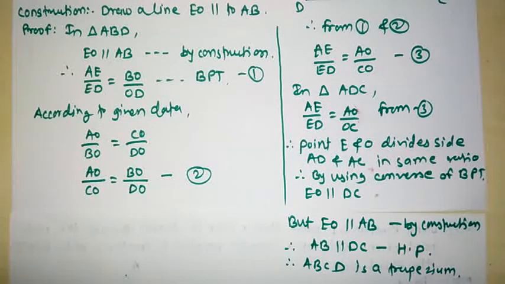And homework is question number 8. Question number 8 we have to solve as homework, and question number 8 is similar to question number 7. Along with this, you have to practice theorem 6.1 and theorem 6.2, that is BPT theorem and converse of BPT theorem. This is the homework: question number 8 from exercise 6.2, and you have to practice theorems 6.1 and 6.2.